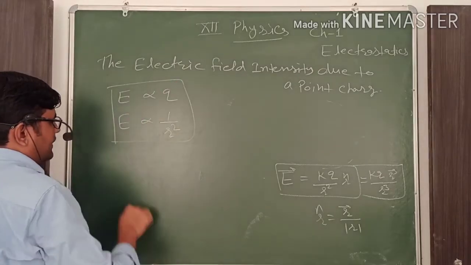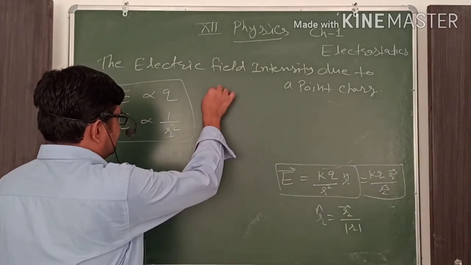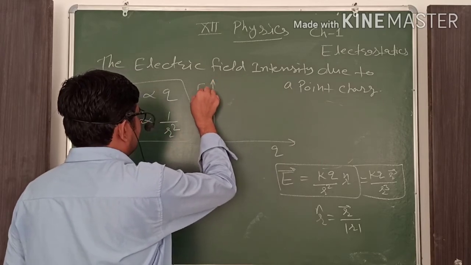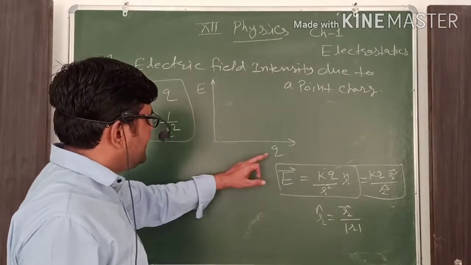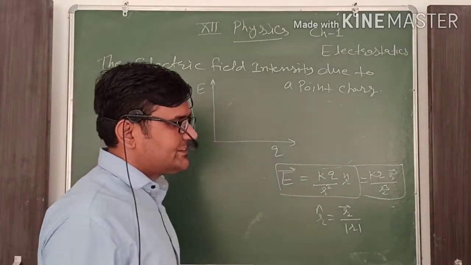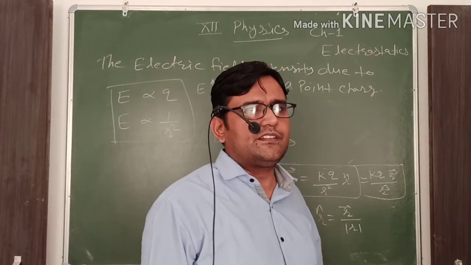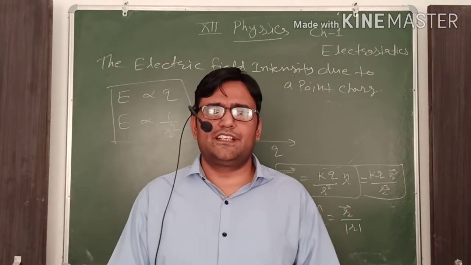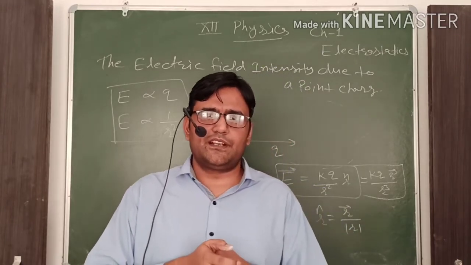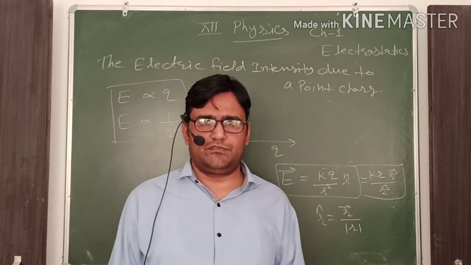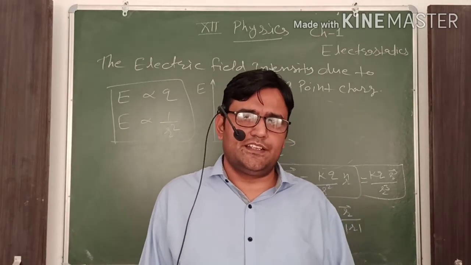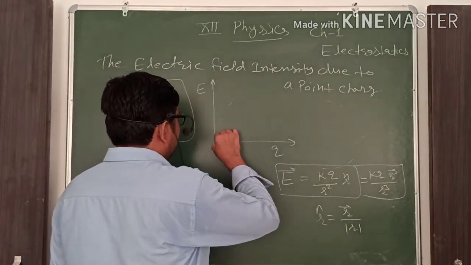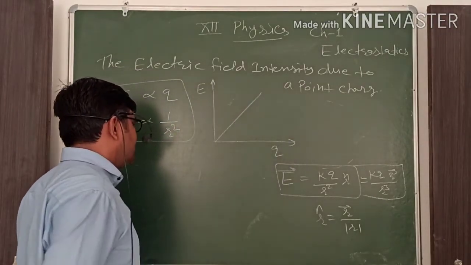If we plot a graph between E and Q, it is a straight line graph. When we increase or decrease the value of the charge, the electric field intensity also changes accordingly. If you consider Q in terms of 100,000 coulombs, then the electric field is greater. If you consider the charge in terms of micro coulombs, its electric field is lesser. That's why it is directly proportional, and the graph between E and Q is a straight line graph.